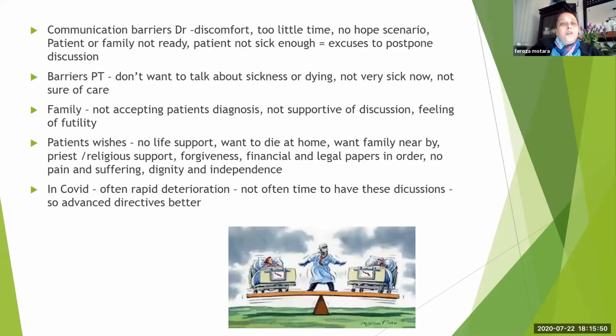As I said, the doctors will come up with excuses, essentially, to say, it's an uncomfortable decision. I don't have enough time to do this. I've got too many patients to see. It gives me a hopeless scenario, and in a way admits my failing as a doctor, because I can't cure this patient and I can't provide medical care that's going to be of a positive outcome.